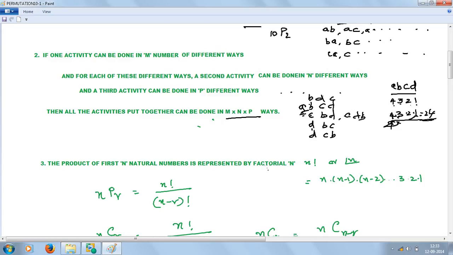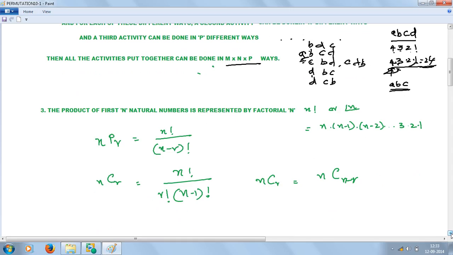You try to practice with a smaller number. For example, you take only A, B, C and try to fill up this way. You will know exactly how many ways you can write. If you do such practice, you will understand this concept very quickly.